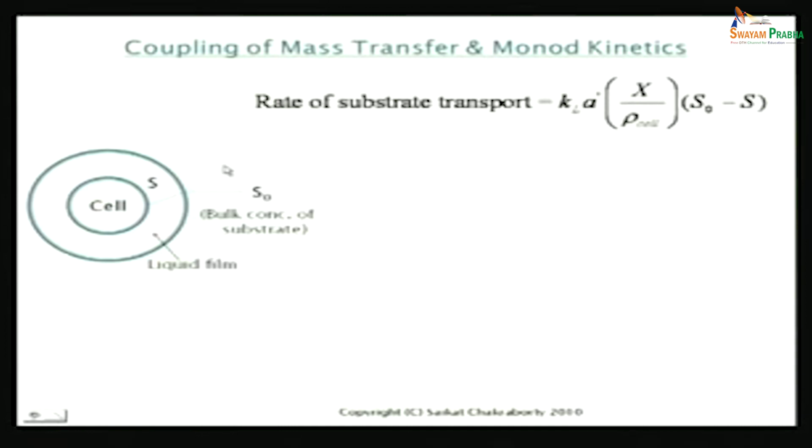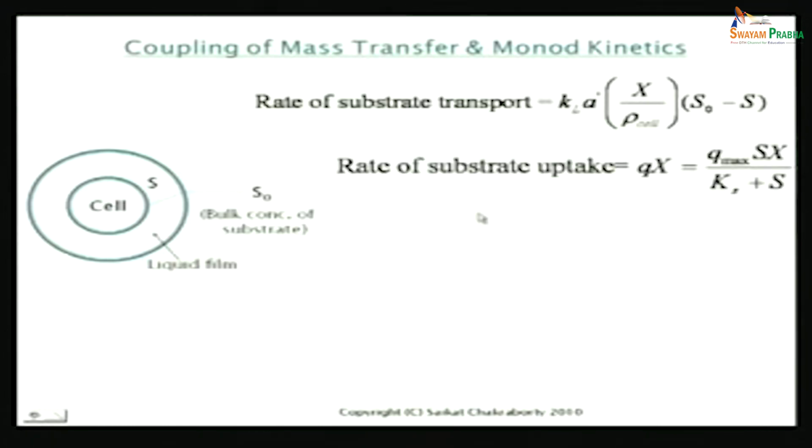And for the cell, what is the uptake? The uptake is due to the reaction in the cell, right? We already did the growth model. So if we are using a Monod model, for example, what would the uptake be? The uptake is what I gave here, which is Q max times S over Ks plus S, times X. So Q times X is exactly the Monod growth model, if you remember.